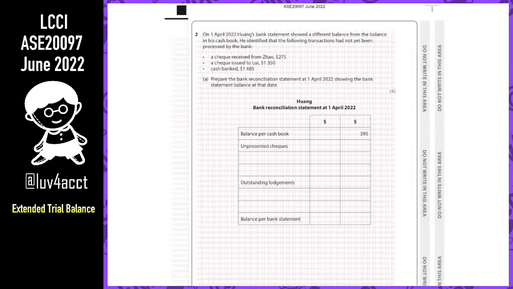Okay, next part. We have it here. So let me change the question details first. Okay, this time we have the bank reconciliation. I have to see how I have to make it so that I don't have to adjust it every time. Okay.